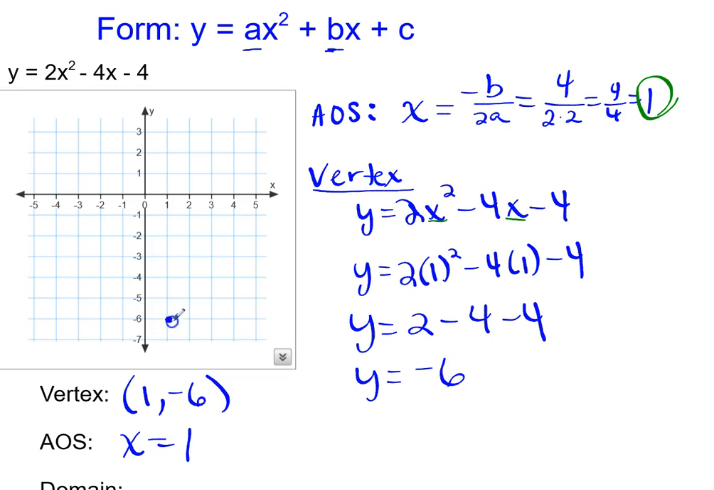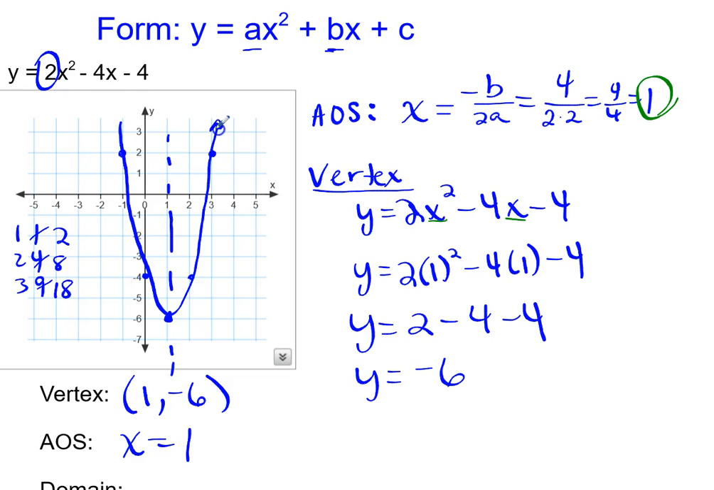So I'm going to plot that, 1 comma negative 6. I'm going to draw my axis of symmetry there. And then I look at the shape. A is 2. So we've graphed several like this. We know that from 1, 1, 2, 4, 3, 9, we multiply these ups by 2. So we get 2, 8, and 18. So from our vertex, we're going to go over 1 and up 2, and then over 2 and up 8. Let's see, where's that? Right here. And we get this nice narrow parabola because it's a vertical stretch by a factor of 2.